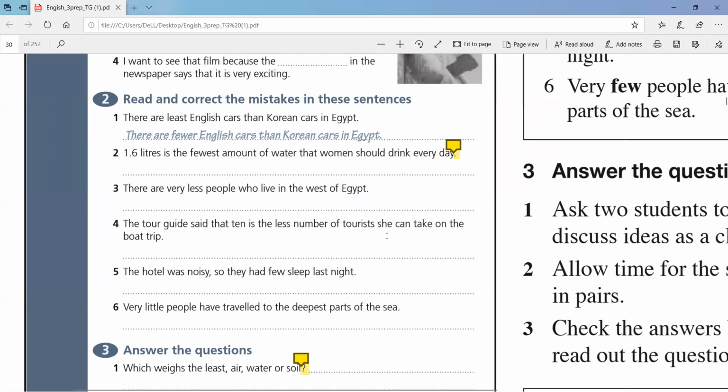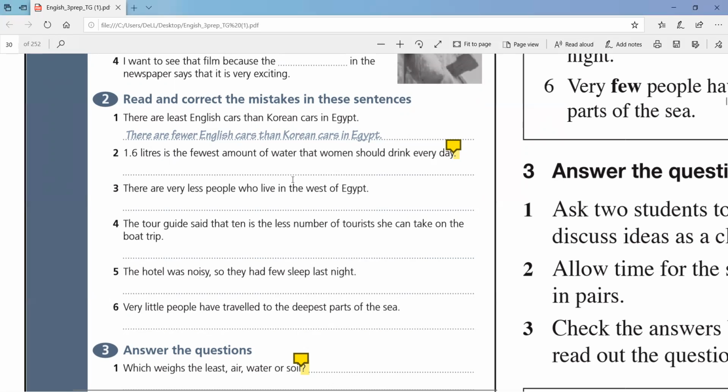There are least English cars than Korean cars in Egypt. Look at the words least English cars. Of course, cars here is a countable noun, so we can't use least with countable nouns. We have to use few, and this is a comparison, so we have to use fewer. Comparative, we use fewer. If it is superlative, we use the fewest. There are fewer English cars than Korean cars in Egypt. First, you find the mistake, then you try to correct it.